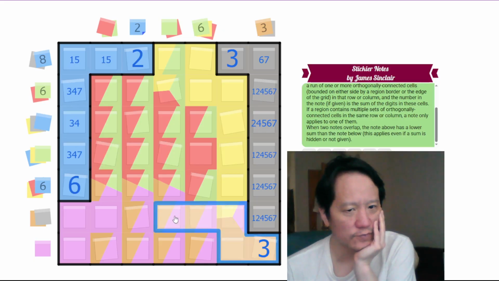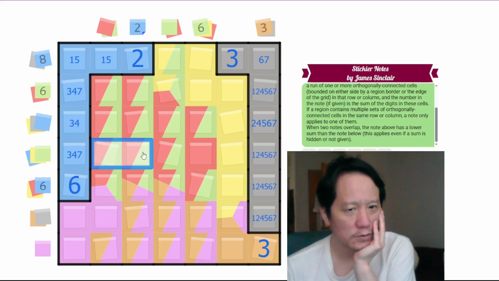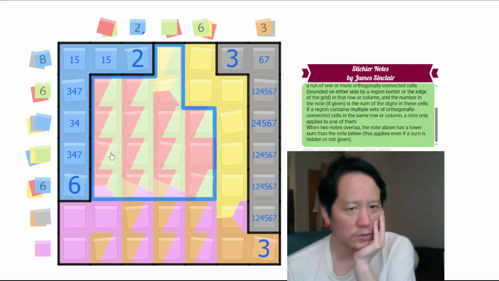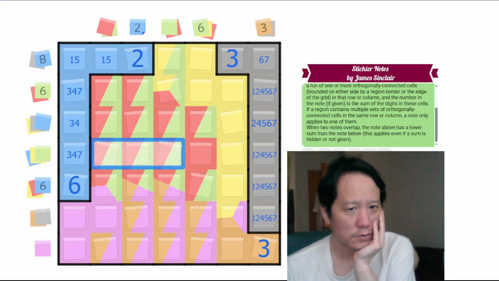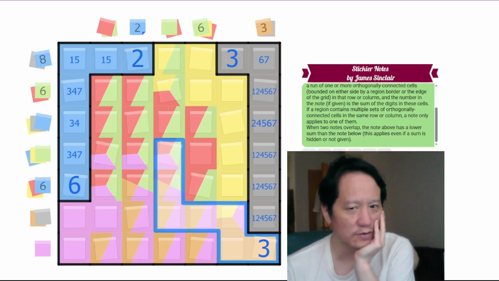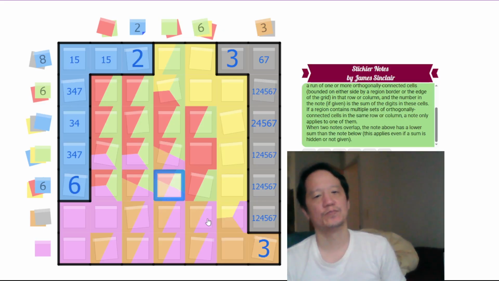1, 2, 3, 4, 5, 6, 7. So this can't be orange. Pink could go up to here. Orange could go... It can't go in any of these. 1, 2, 3, 4, 5, 6, 7. So orange can go to there.